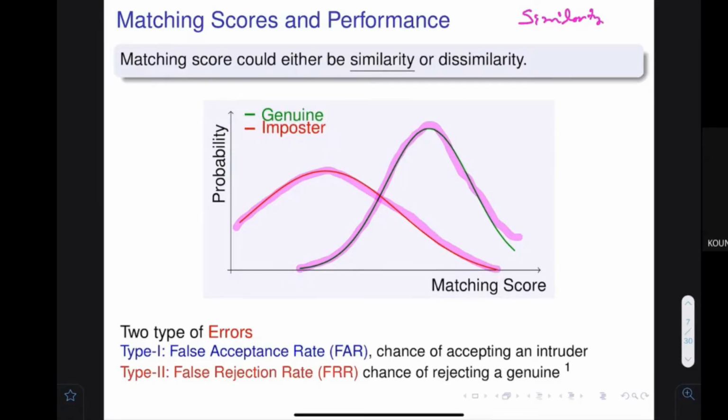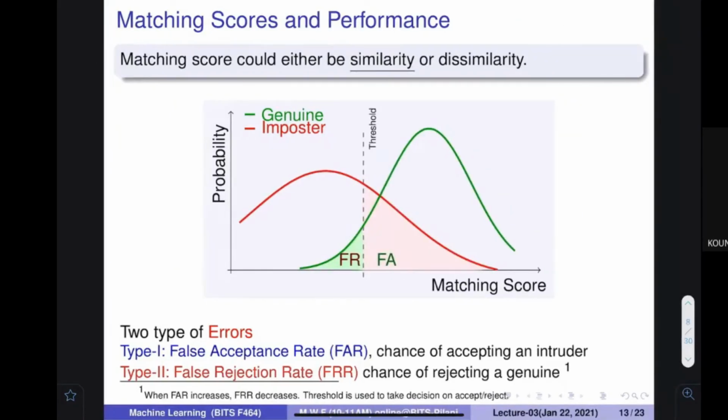So if I want to decide, let's assume somebody tells me the score is 3.8, now I have to tell whether those images are of the same person or of a different person. How can I decide this? I have to use a particular threshold. I say that if your matching score is greater than this, then those people are actually matched. If your value is less than this value, then I say these two are different people.